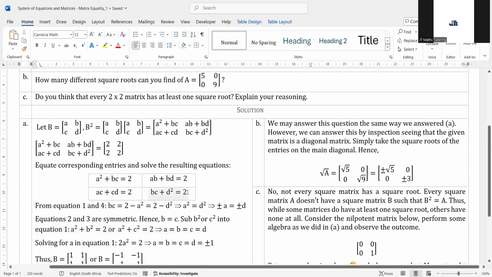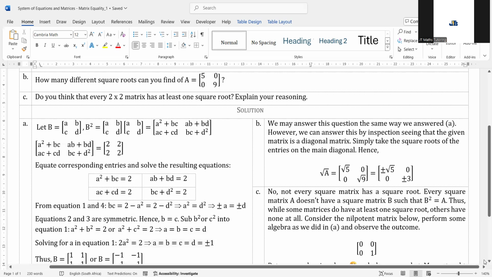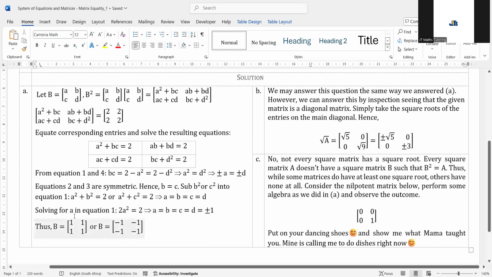But I already know that a squared plus d squared is going to be equal to 2, and that applies to b, c and d as well. So I can now solve just for a. That means a squared plus a squared, which is going to give me 2a squared equal to 2, meaning that a, b, c, d are all going to be plus or minus 1. And that is actually going to give me two matrices there.